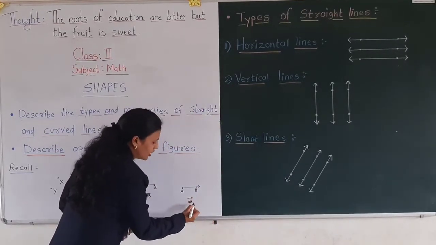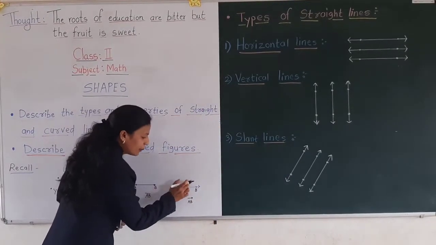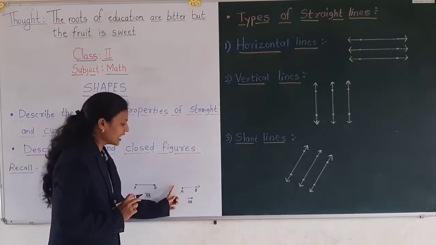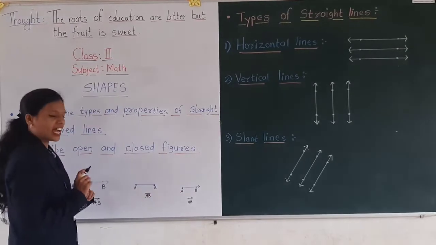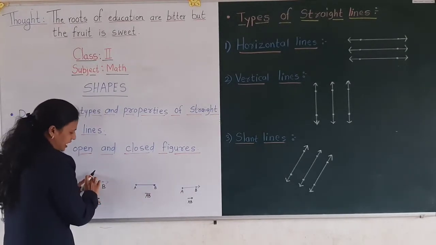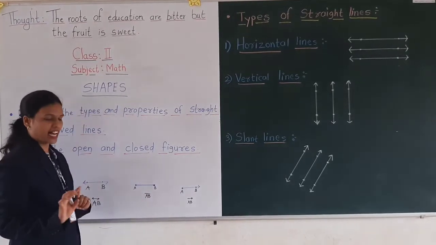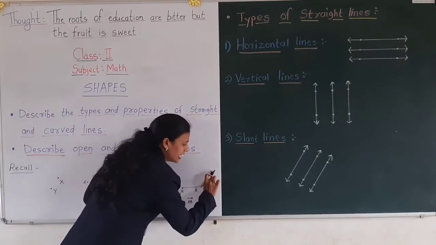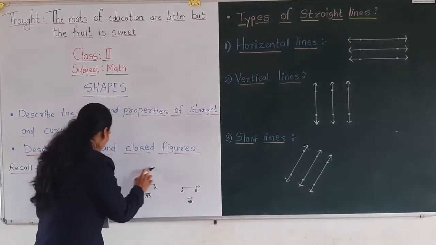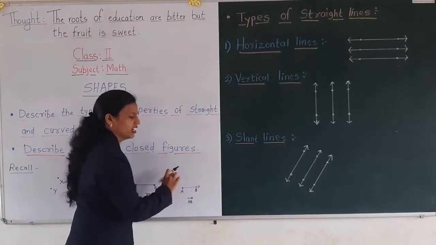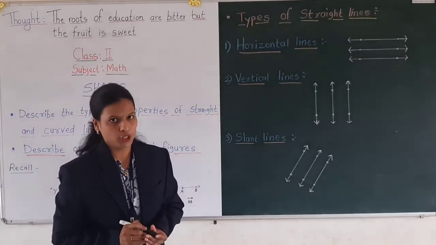And then what have we learned? Ray AB. What is this? Ray AB. What is the difference between a ray and a line? A line can extend from both sides and a ray can extend only from one side. These are all the points we covered in our last video.